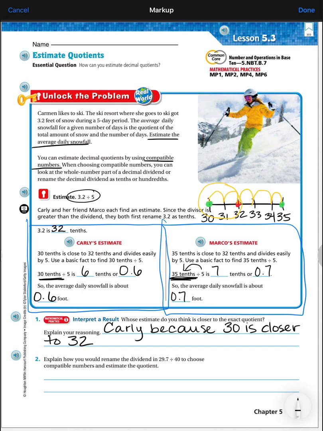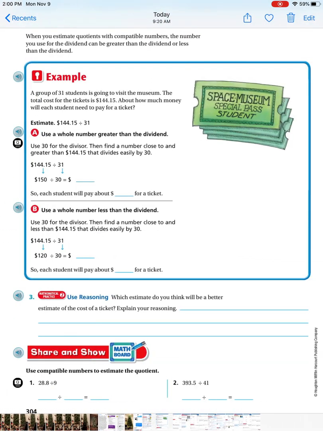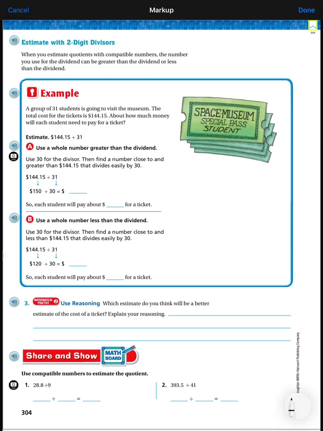Let's take a look at the next question. We're actually going to go to page 304 and look at the next one over there. So let me get my pens here. There we go. All right, so on page 304, at the top where it says example, that's going to be the first one we're going to look at.